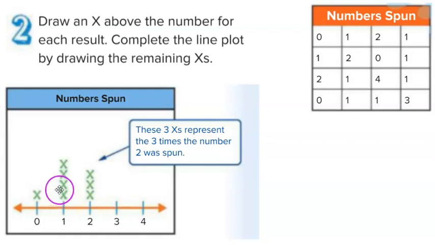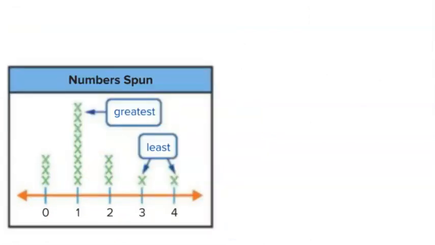You'll notice that our X's are written neatly on top of each other. They're not all over the place because then it's hard for us to read the data on the line plot. Once you're completely finished, then it will look like this. So looking at the line plot, I can tell that he spun a 1 the most amount of times, and he spun a 3 or a 4 the least amount of times. Because above the 1, that has the most X's. And above the 3 or the 4, that has the least amount of X's.